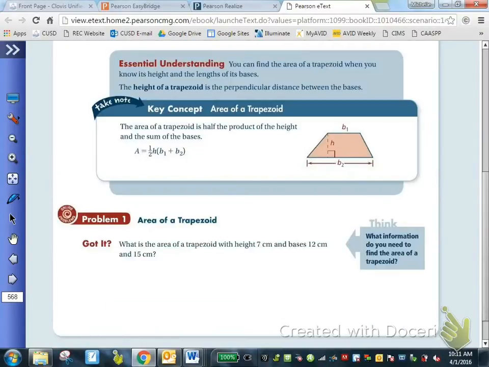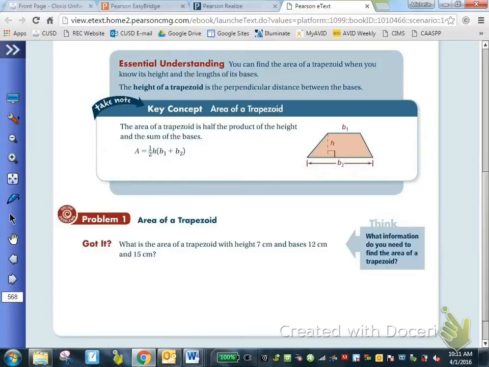So a trapezoid is a quadrilateral. Quadra means how many? 4. So that means that it has 4 sides. With a trapezoid, there are 2 bases, the top and the bottom, and they are parallel. So with a trapezoid, the top and the bottom, or the 2 bases, are parallel, but the sides are not.